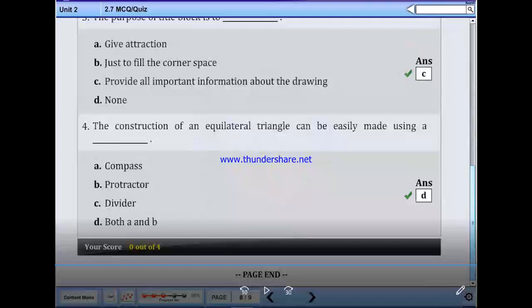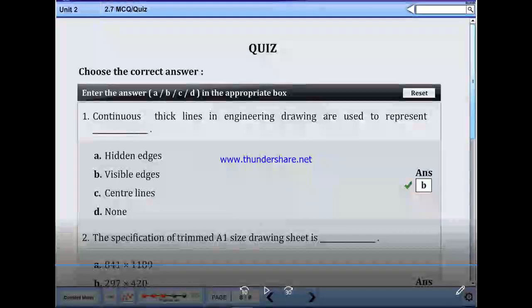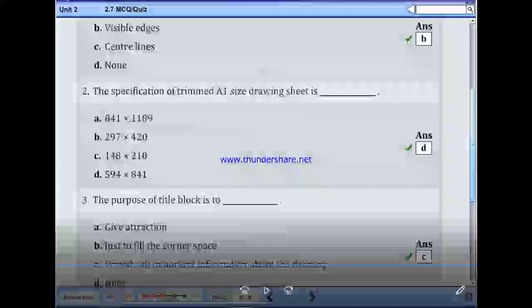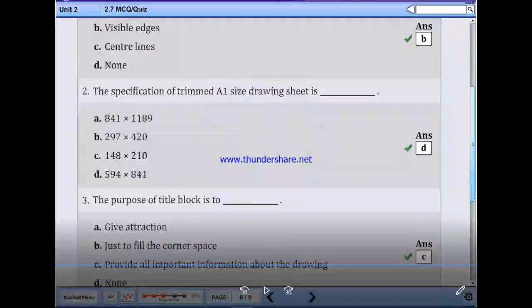Now third question. The purpose of title block is to provide all important information about the drawing, give attraction, just to fill corner space, none. So for this question the answer is provide all important information about the drawing.